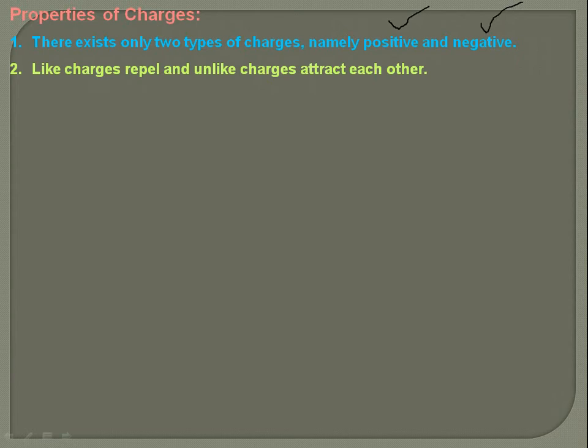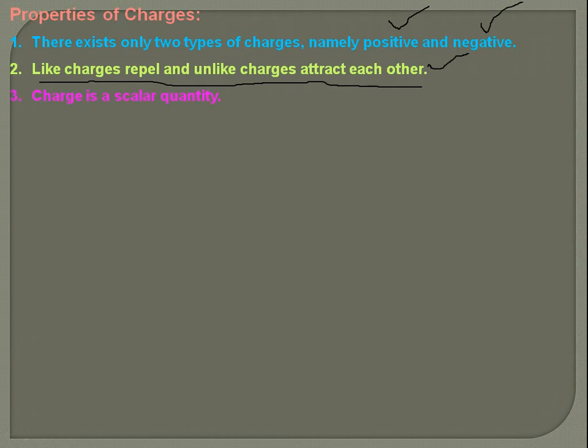Okay. Second property is, like charges repel and unlike charges attract each other. This is a very basic property, that same things repel each other and different things attract each other. So it is not hard to remember.